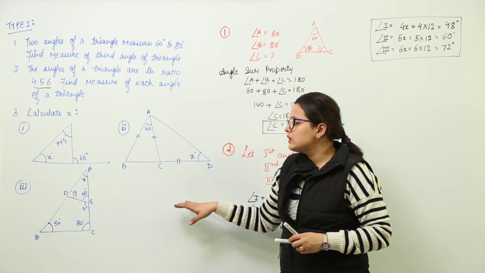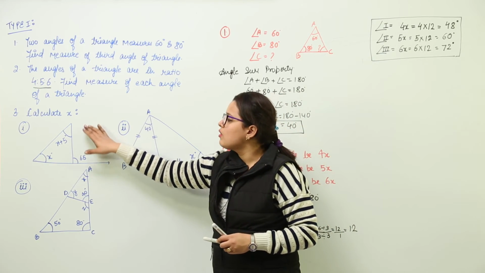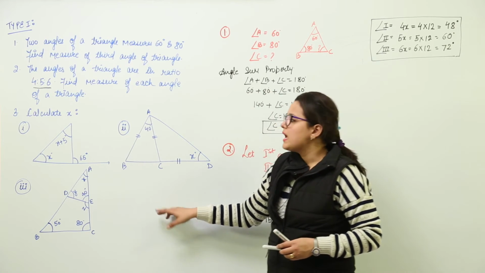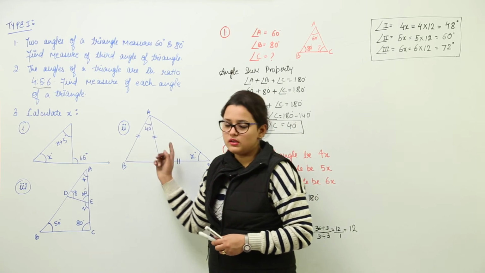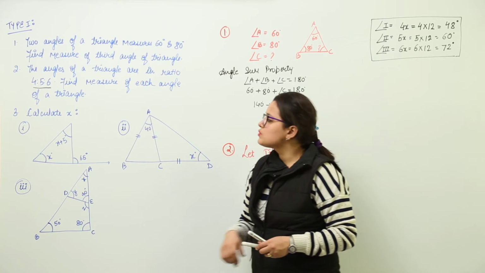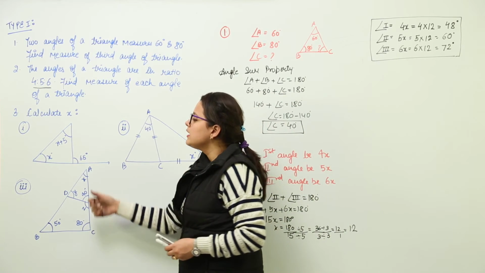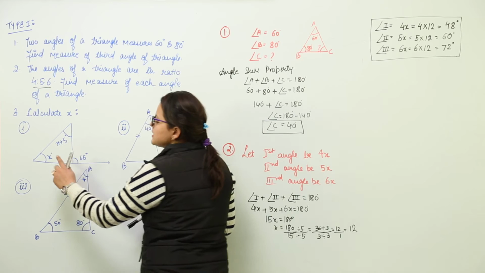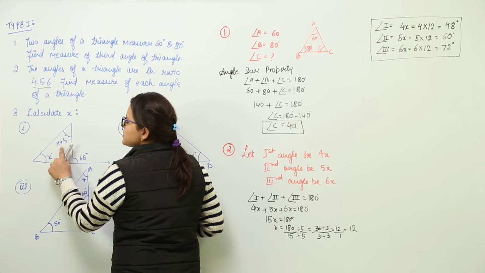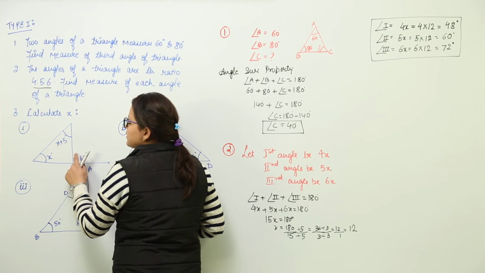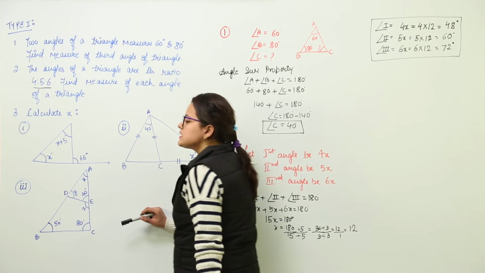Now moving to the third question, we have to calculate the value of x in all the three cases. X is the angle represented in all the three cases. So we will take the first case now. In the first case we have been given this angle is x. Here we have x plus 5 as the measurement, and we have been given one external angle as 65 degrees.